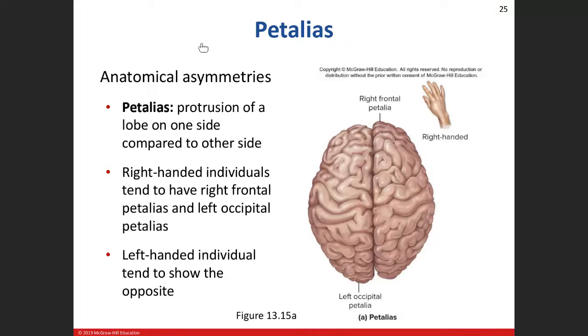Petalias, basically, the only thing I want you to know about these are just anatomical asymmetries. For example, you can see that on the right side here, the frontal lobe protrudes past the frontal lobe on the left side, and vice versa. And again, you'll see that this has to do with the handedness. A right-handed person can have their frontal petalia sticking out further, and most likely they'll be a right-handed person. Left-handed, opposite.